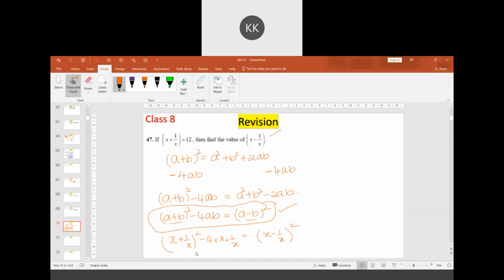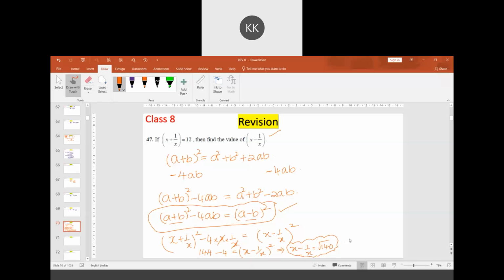What is that? 12. 12 whole square is 144. Minus 4, since x and 1 by x cancel, this will be 140. So x minus 1 by x whole square is 140, therefore x minus 1 by x is root of 140. Very good. This is the answer.